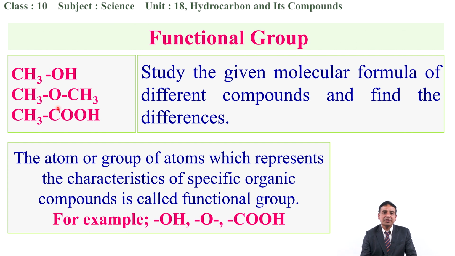As in the second one, O has been bonded with 2 carbon atoms. Then what does it represent? This represents the ether. As well as in the third compound, COOH. This is the different part seen over the compound. So this represents the hydrocarbon of the carboxylic acid family.